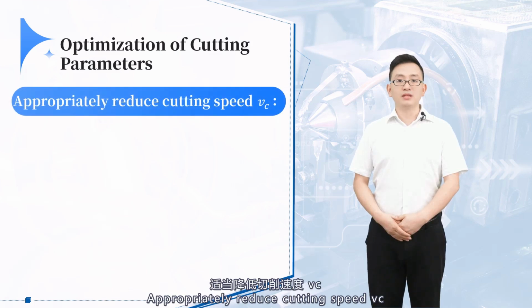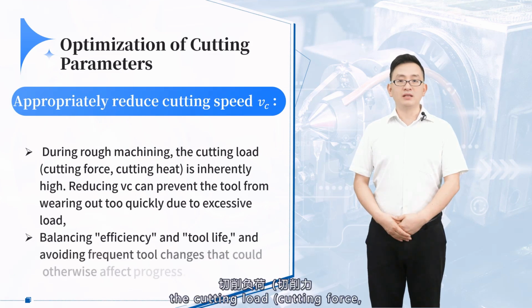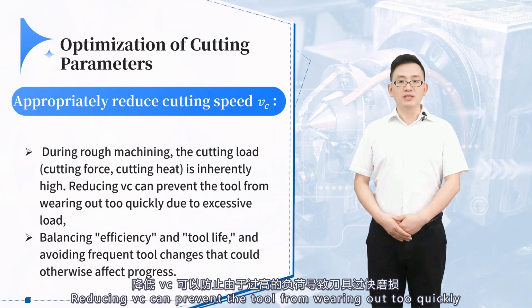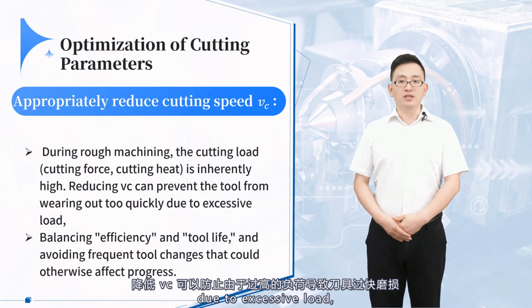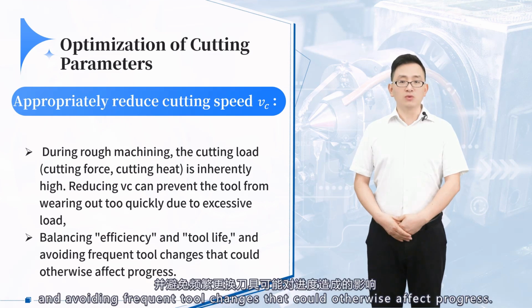Appropriately reduce cutting speed, VC. During rough machining, the cutting load, cutting force, and cutting heat are inherently high. Reducing VC can prevent the tool from wearing out too quickly due to excessive load, balancing efficiency and tool life, and avoiding frequent tool changes that could otherwise affect progress.